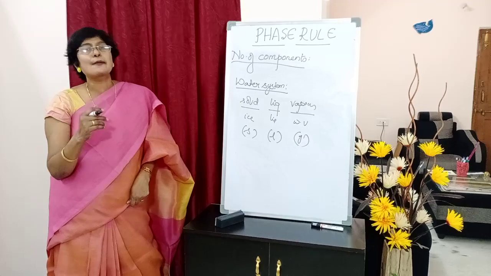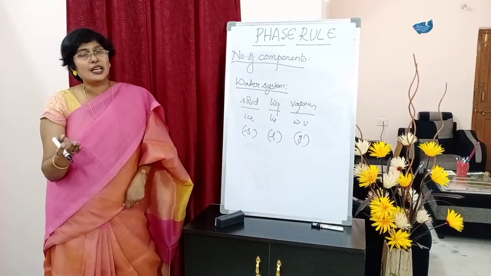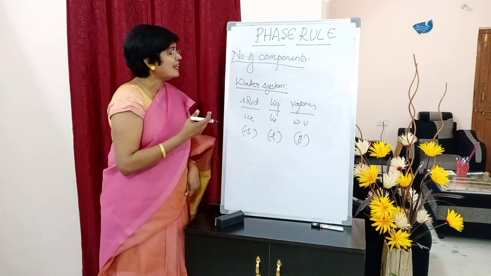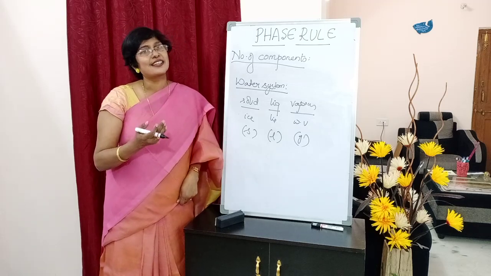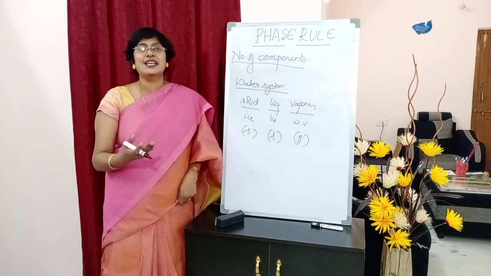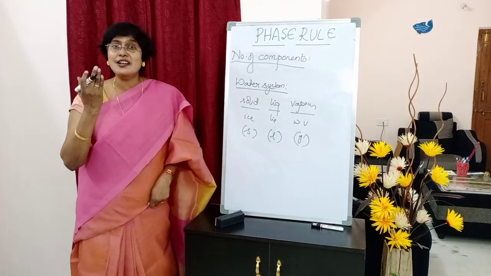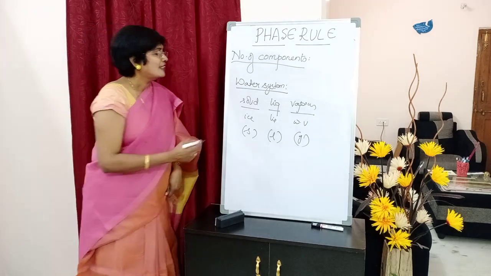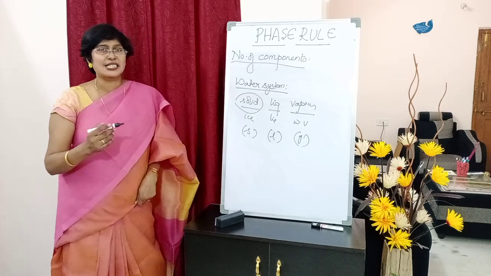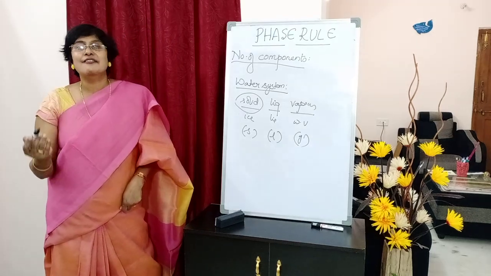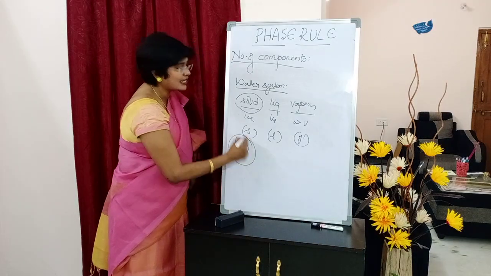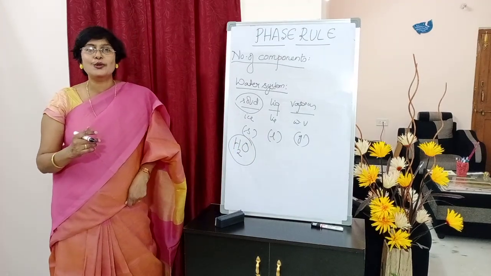Fine. Now suppose if I ask you the formula of water, you will tell me H2O. If I ask you the formula of ice, H2O. If I ask you the formula of water vapor, H2O. Okay. So in order to explain the chemical composition of ice or liquid water or water vapor, we need or we require only one component, that is H2O.